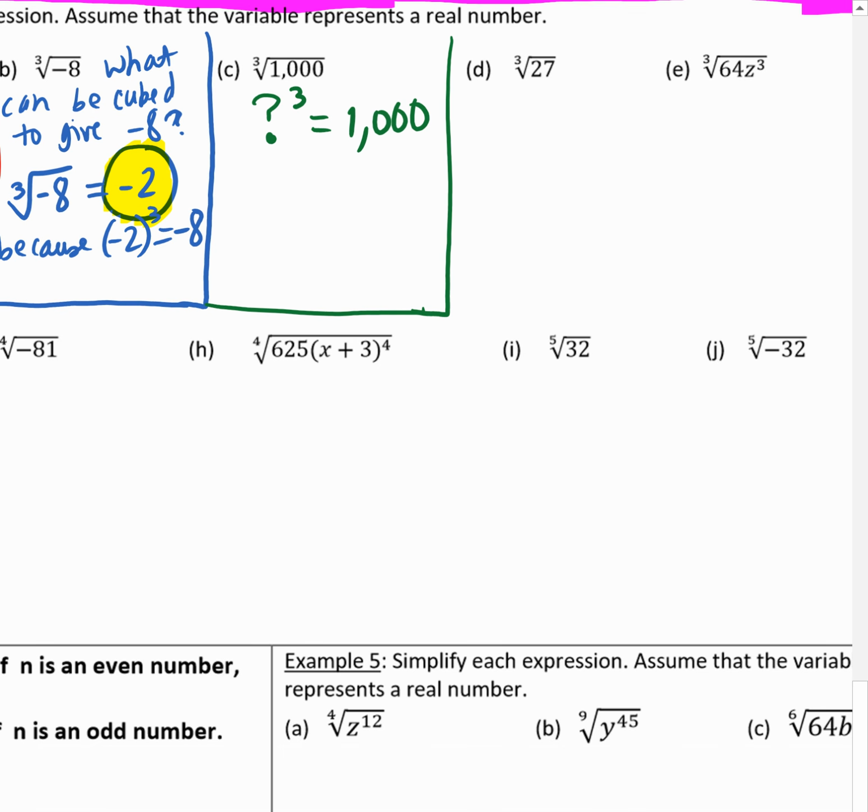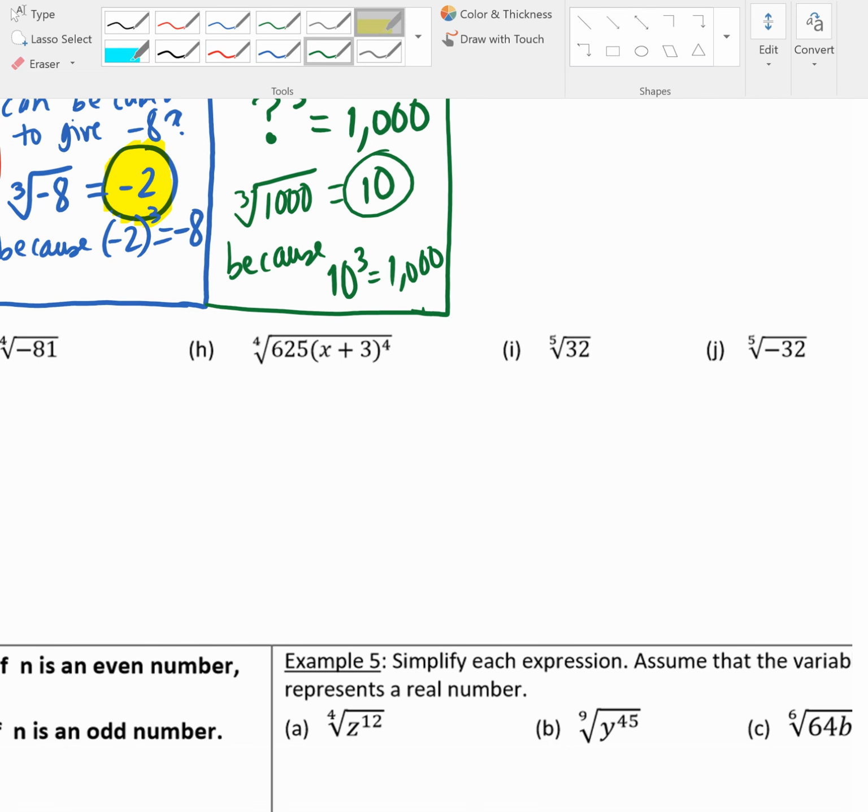Like I said, what's 2 times 2 times 2? What's 3 times 3 times 3? But because this is a number followed by a bunch of zeros, I think it's 10, right? The cube root of 1,000 is 10. That's because if you raise 10 to the third power, you get 1,000. Alright, there he is. 10.